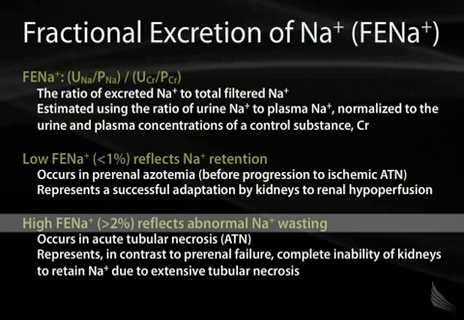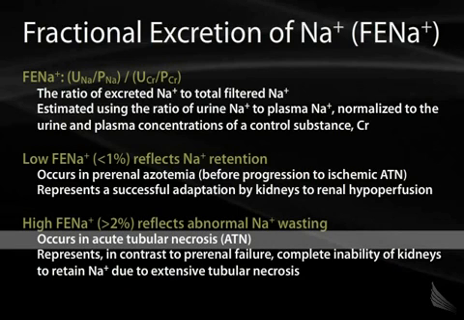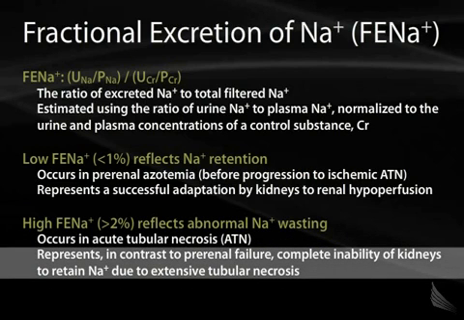Conversely, a high FeNa, greater than 2%, reflects abnormal sodium wasting, especially in the setting of low effective circulating volume. This occurs in the setting of acute tubular necrosis, where, despite the body's desire to increase total body volume, the tubular injury makes it so increased sodium reabsorption is not possible, and sodium wasting occurs. Therefore, a low FeNa suggests an intact tubular function and simply pre-renal azotemia, whereas a high FeNa suggests intrinsic renal dysfunction.